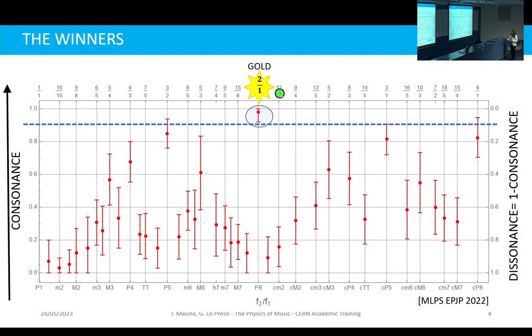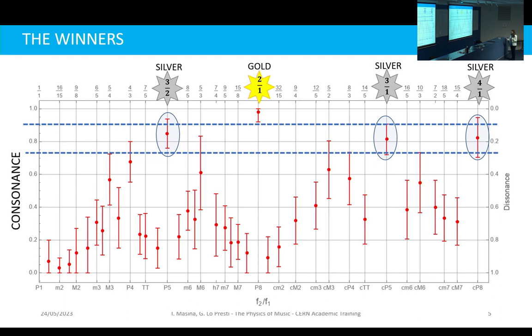So the gold is for sure the simplest ratio, 2 over 1. Notice the simplicity of the numbers associated to the winners. Gold: in the first line, really, it's the octave, perfect octave in musical notation. Then what we see is the silver, the fifth, for the first octave. And people agreed, no question about this. The silver also goes to this nice ratio 3/1, which is the compound fifth in the second octave, and also the compound octave, so 4/1. And you see, the result is also that the compound octave is not really the same as the one octave.